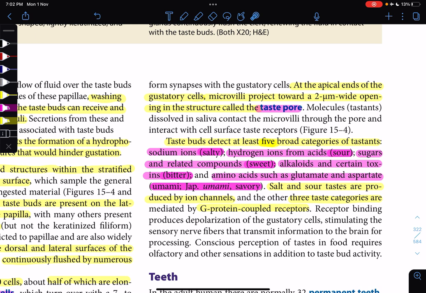Conscious perception of tastes in food requires olfactory and other sensations in addition to taste bud activity. So tasting isn't only dependent on taste buds. We also have olfactory and other sensations in addition to the taste bud activity.